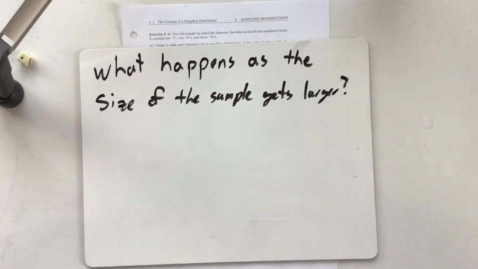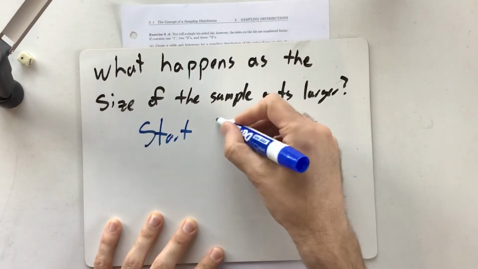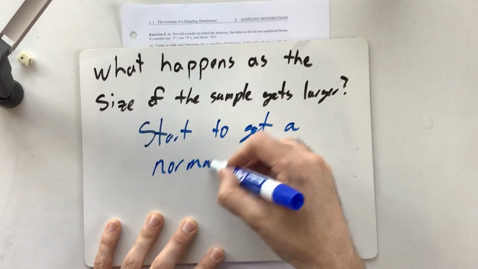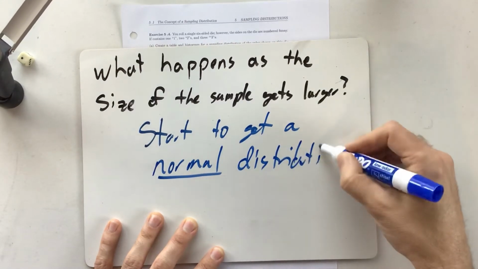And what we find is that as the size of the sample gets larger, we start to get a normal distribution. What do I mean by normal distribution?